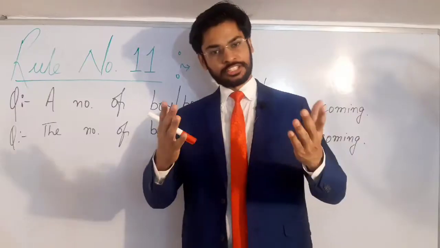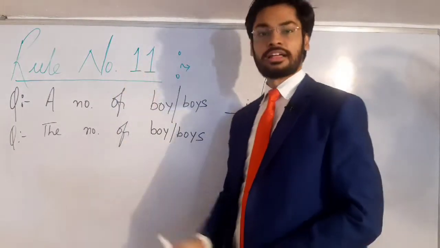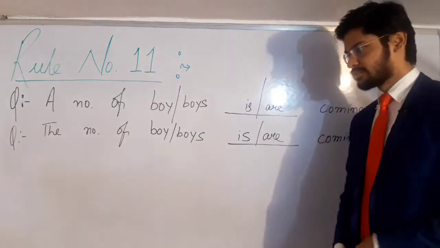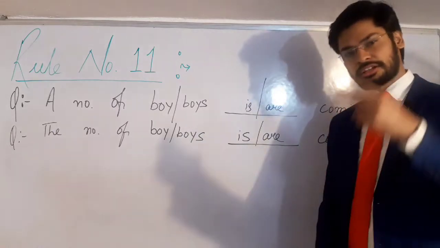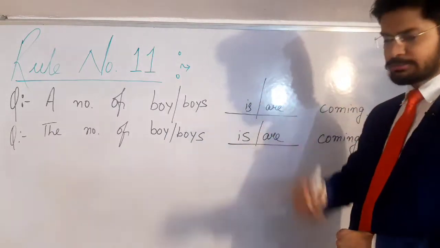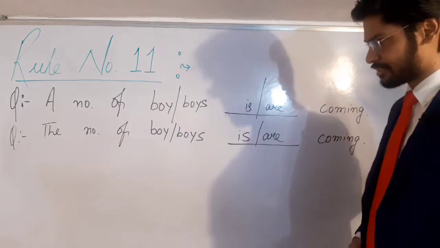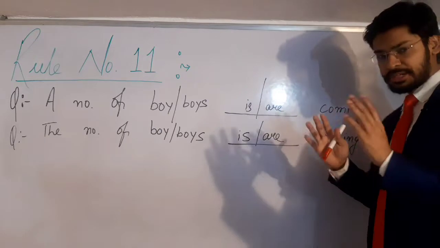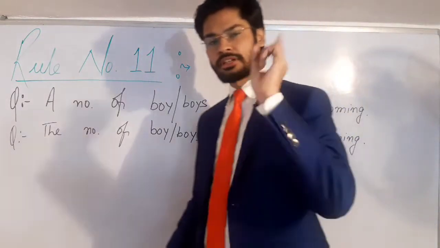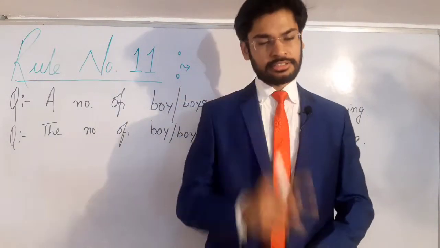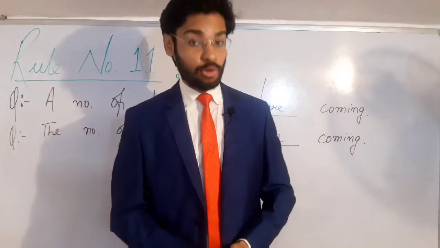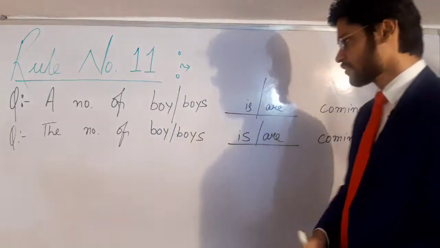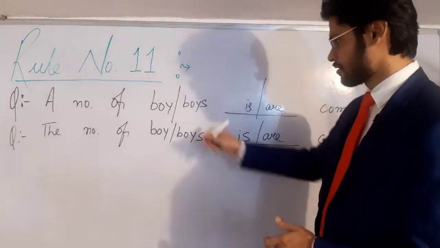Alright students, so moving on to rule number 11. Rule number 11, see, the questions are here on the board. First question, a number. See, in each of the questions there are 2 different questions. So one by one we'll solve the questions. First question says, a number of boy or boys is or are coming. So basically you have to answer 2 questions in one question. You have to tell the correct subject or say correct noun or pronoun, and also you have to identify the correct verb. So in question number 1, the correct noun would be boys.